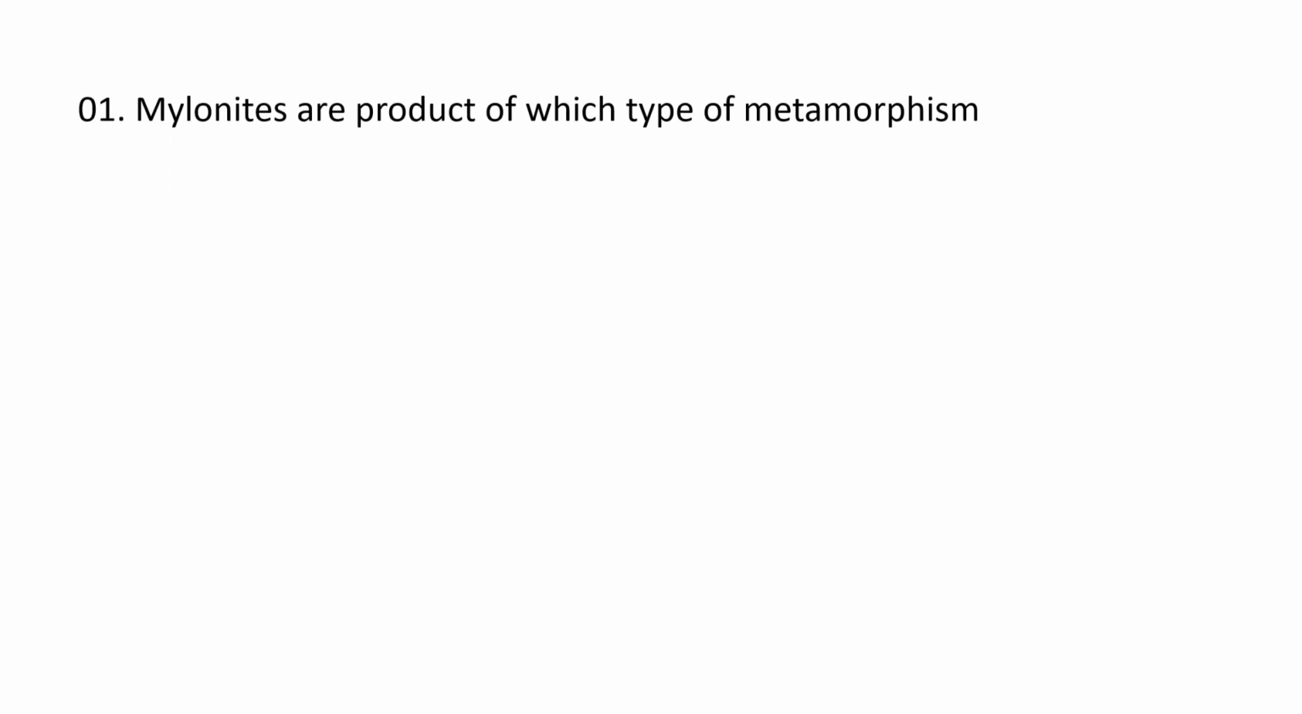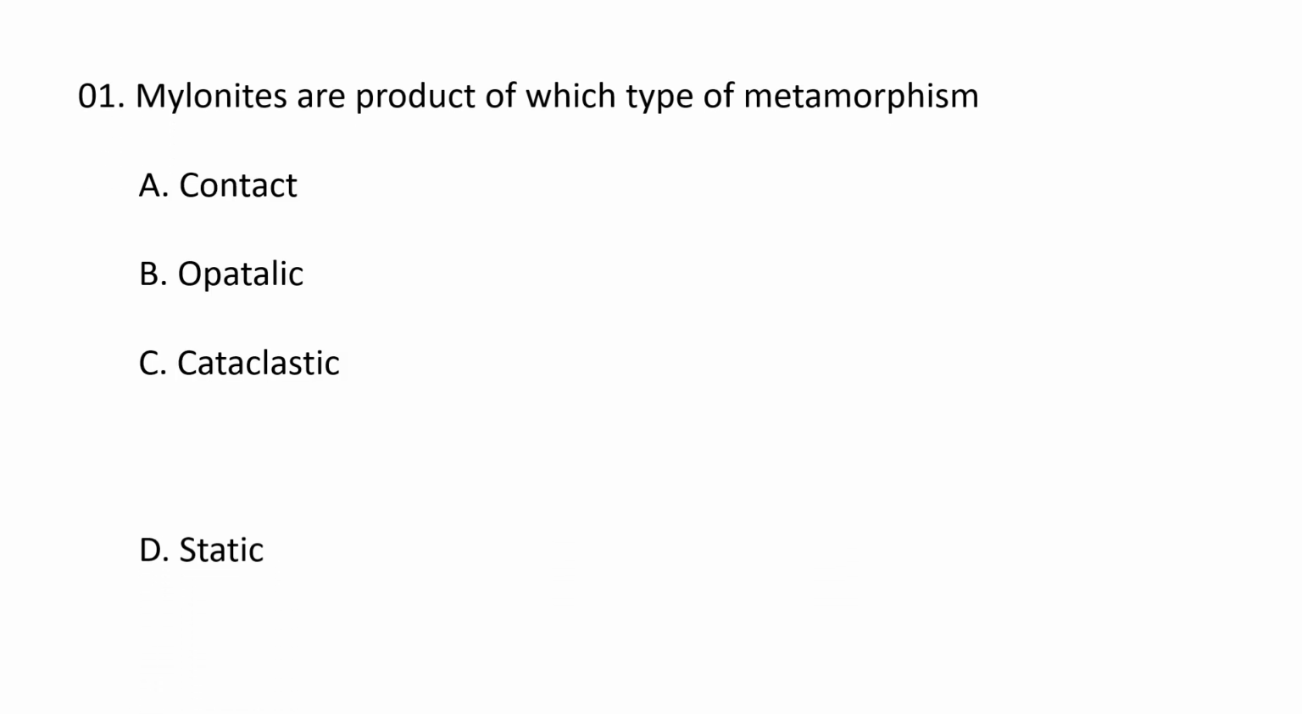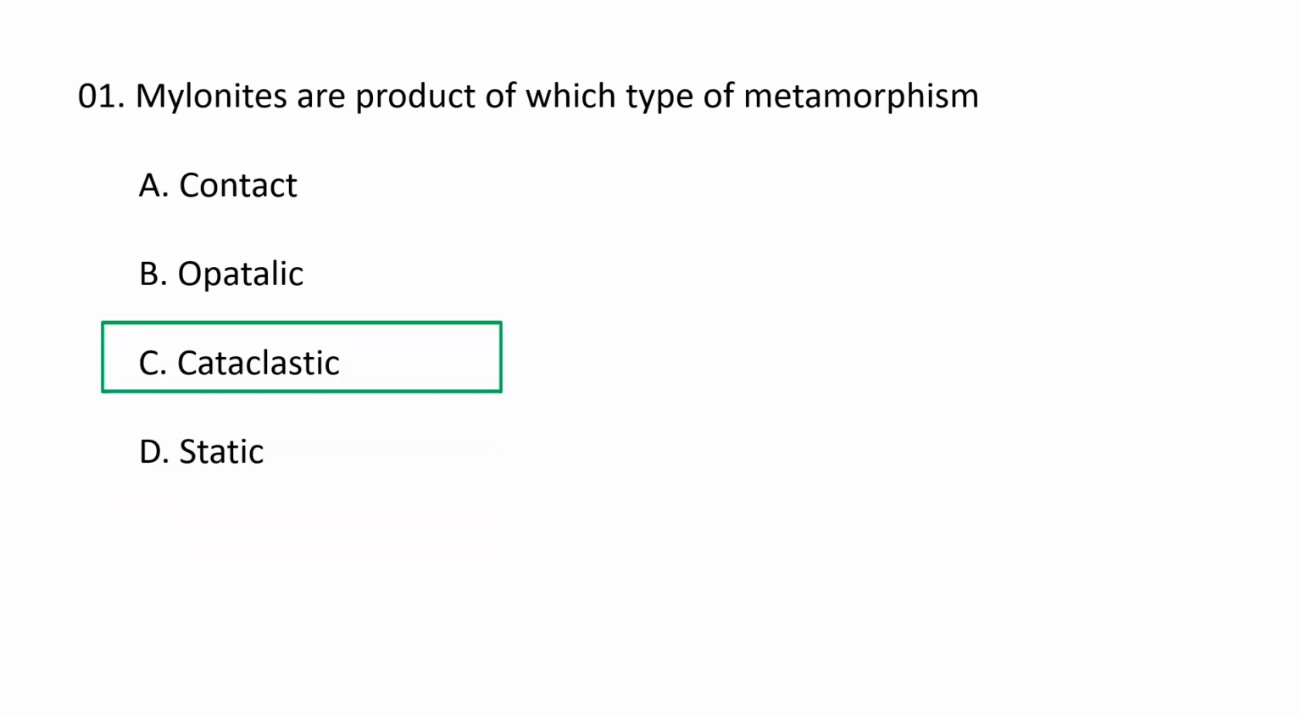Mylonites are the product of which type of metamorphism? A. Contact, B. Ophthalmic, C. Cataclastic, D. Static. So mylonites are the product of cataclastic metamorphism. Cataclastic metamorphism is a type of mechanical deformation that occurs when rocks are crushed and pulverized by friction or shearing. So C. Cataclastic is the correct answer.